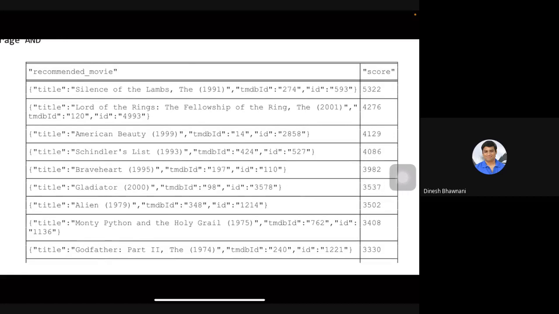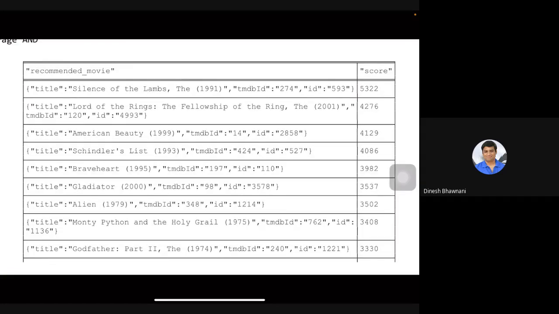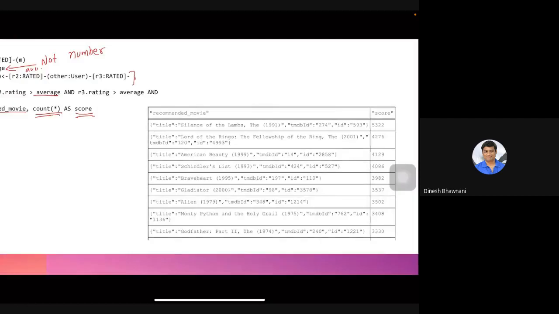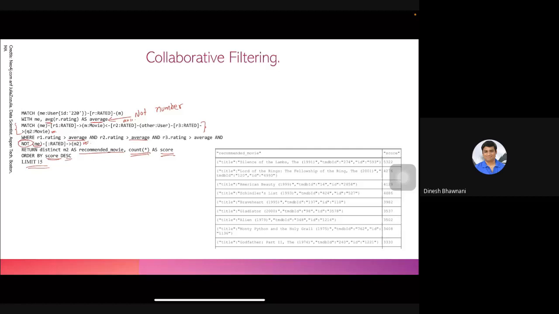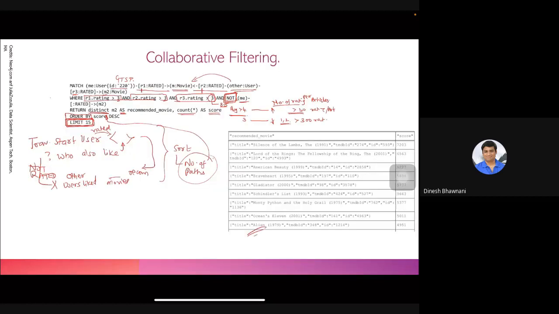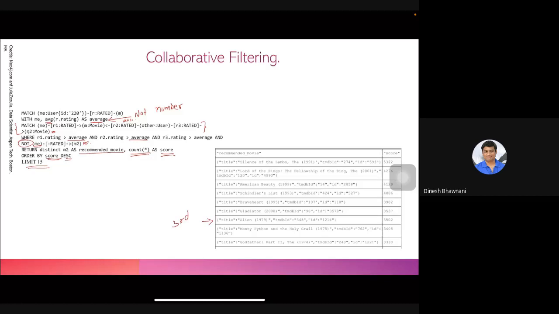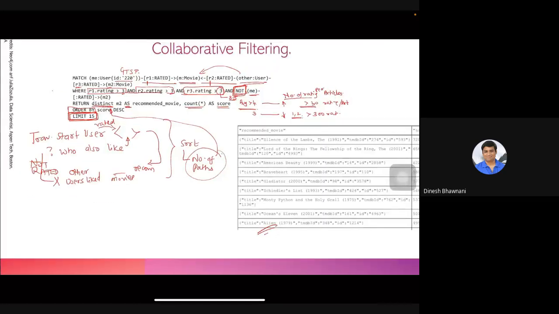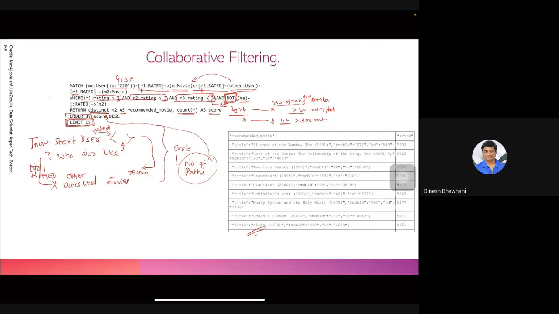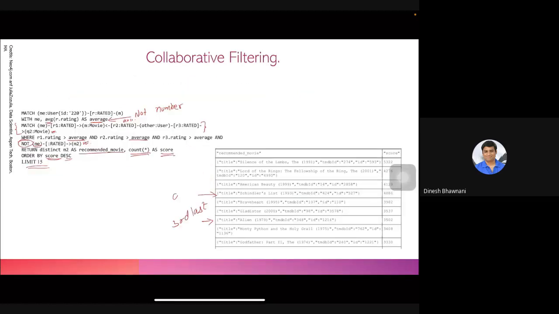So that way you can see, is there a difference? Some things have changed, some things are similar. See, Alien was at the end, Alien has gone to third last. What else has changed? Lord of the Rings, LOTR is in its own place. Schindler's List has gone up. This has also gone up. So some normalization will give you different outcomes.